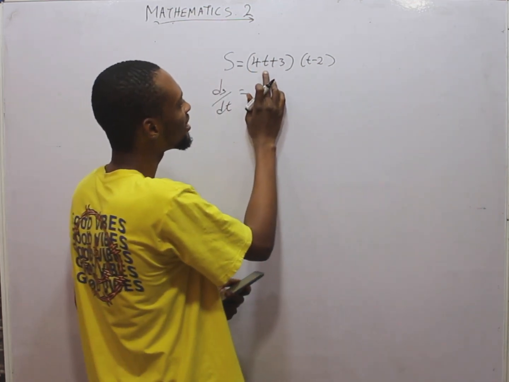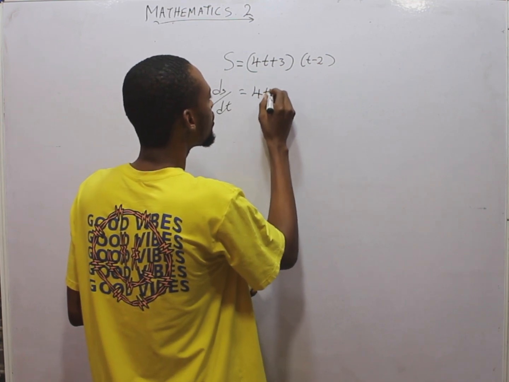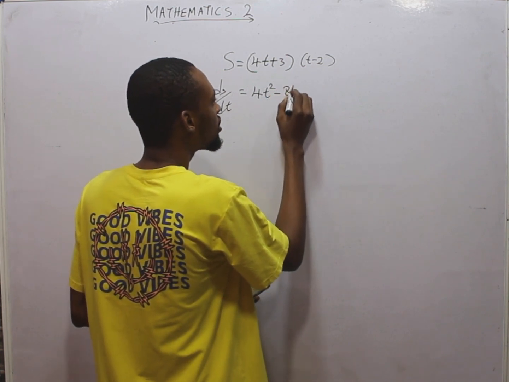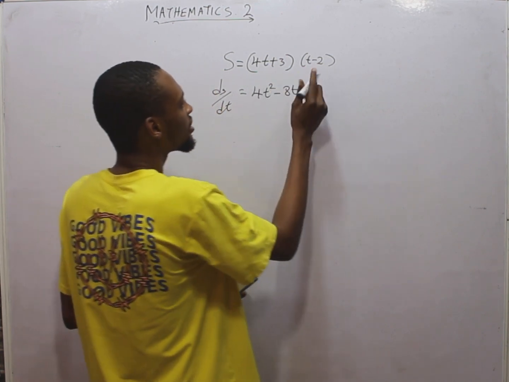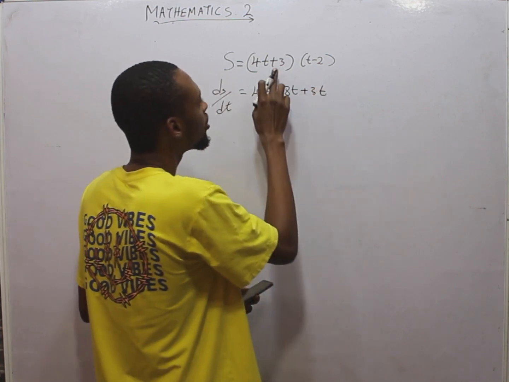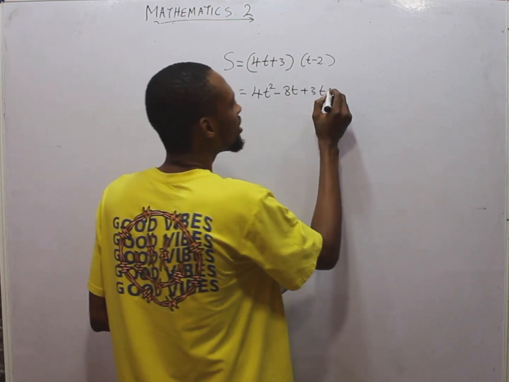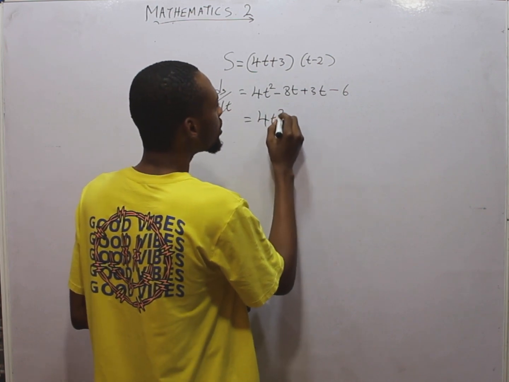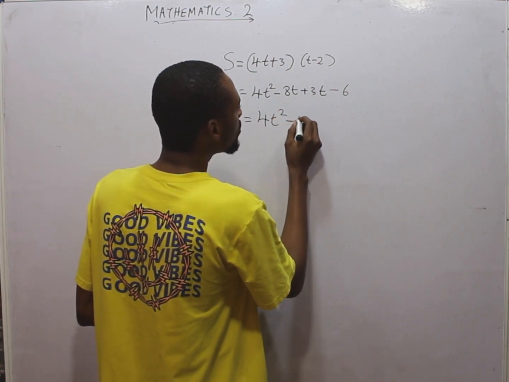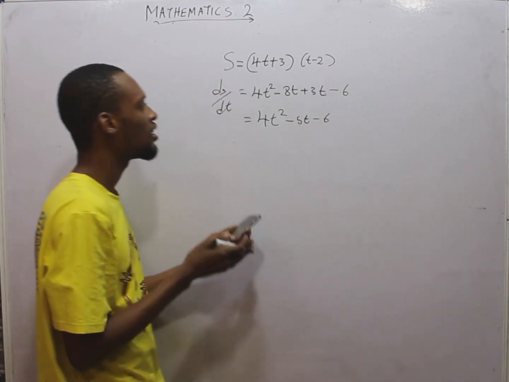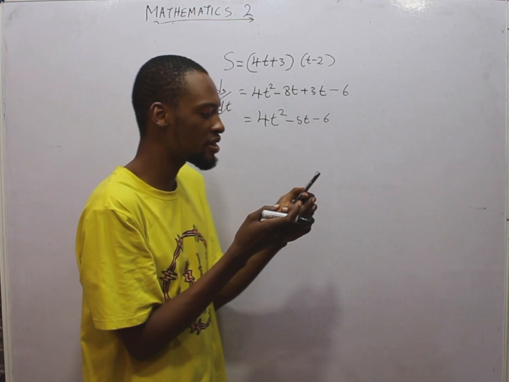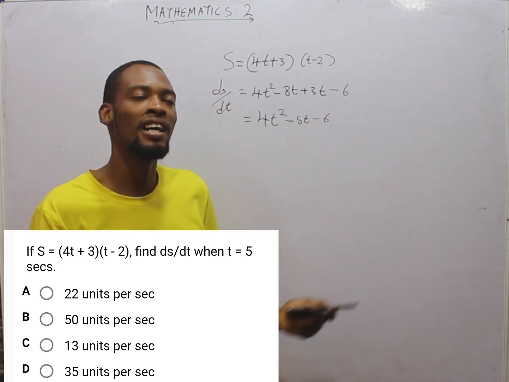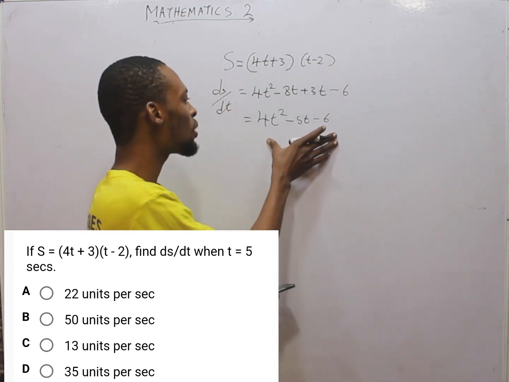Now, 4t times t, that is 4t squared. 4t times minus 2, that is minus 8t. Plus 3 times t, that is plus 3t. Plus 3 times minus 2, that is minus 6. So simplifying this, we have 4t squared minus 5t minus 6. Why? Minus 8t plus 3t is minus 5t. You are owing 8. You have 3. After paying the 3, you will still be owing. And how many are you owing? 5. So that is how we arrive at this.